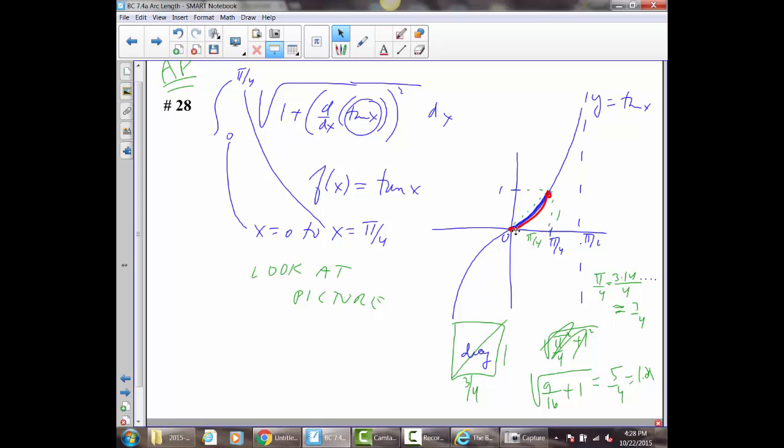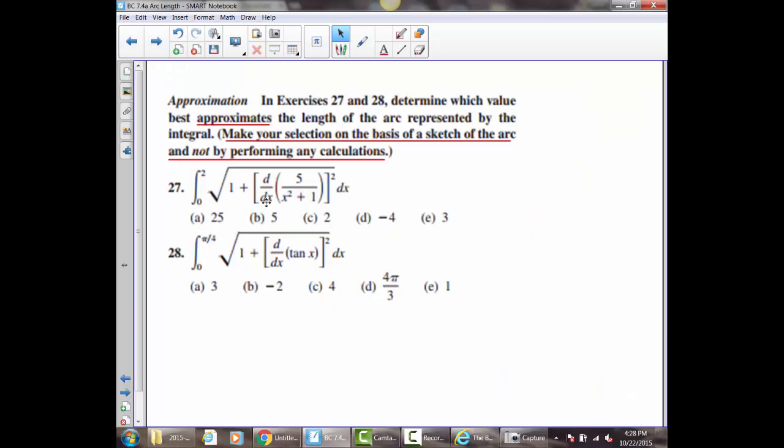So if you took this, pi over 4 is approximately 3/4, right? Pi is approximately 3. The height of this right here is 1. And so by the Pythagorean theorem, the hypotenuse would be the square root of 9/16 plus 1, which would be 25/16. Square root of 25/16 is 5/4, which is 1.25. And therefore, the closest thing to it would have to be something near 1.25.